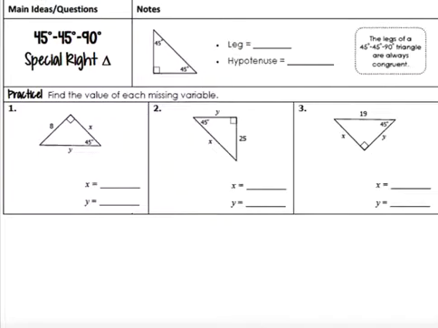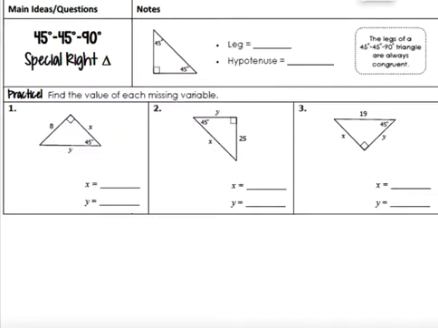Our first type of special right triangle is a 45, 45, 90 triangle. 45, 45, 90 triangles are named exactly how they're supposed to be. They're named for their angles. So notice we have a 45 degree, another 45 degree, and a right angle, also known as a 90-degree angle, in each one of these triangles.